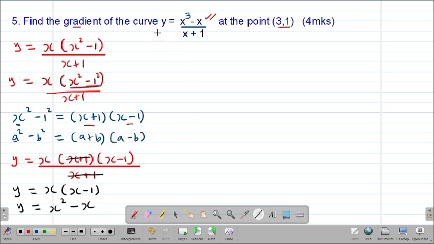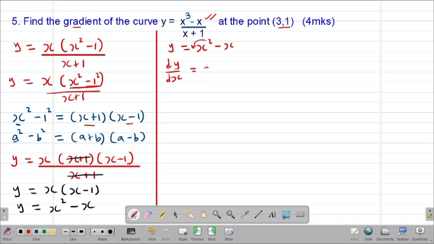So the equation is now in linear form, so we can easily get the gradient function. From y equals x squared minus x, the gradient function dy/dx will be equal to, on differentiating, pre-multiply with the coefficient, so this will be 2x to the power of 2, then I subtract 1 from the power. Of course, this one means it was power 1, so this will be negative 1 x to the power of 1 minus 1.